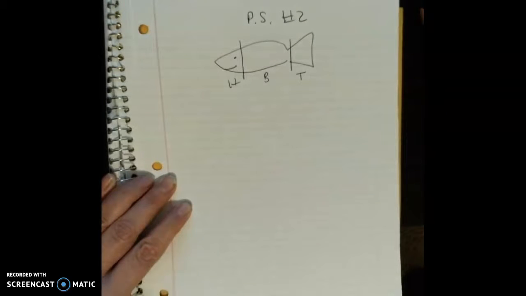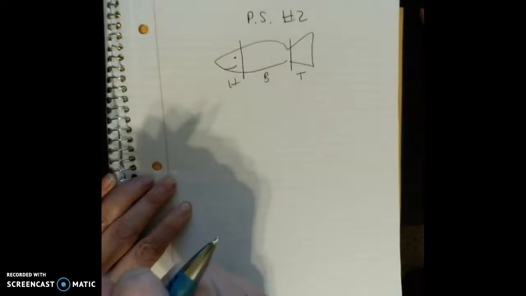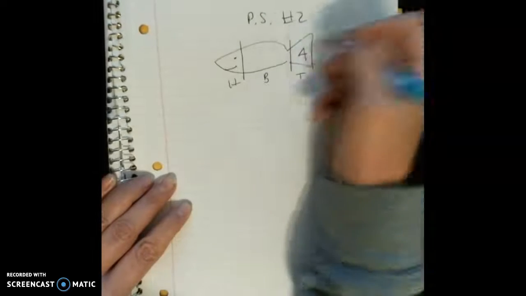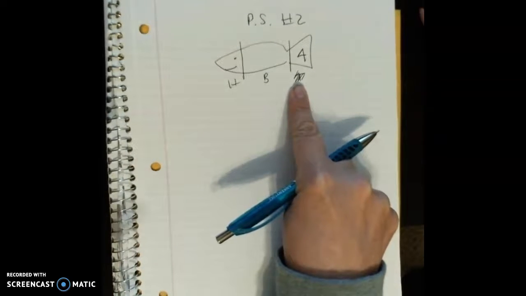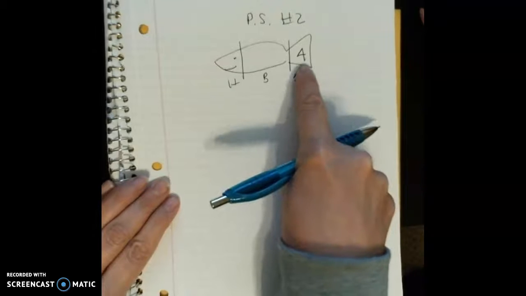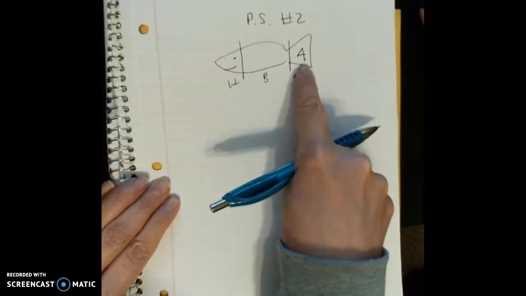But notice that the tail, it says the tail weighs 4 kilograms. So I'm going to put a 4 where the tail is, and I don't need a variable for that. So I'm going to get rid of my T because I know my tail weighs 4. All right, so let's read the first hint.